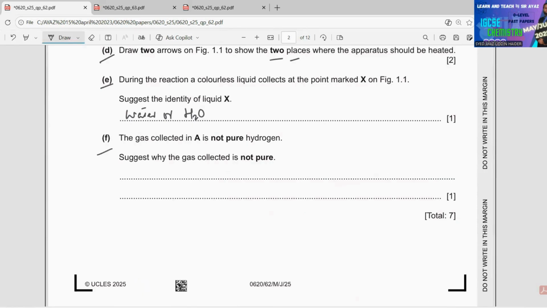F. The gas collected in A is not pure hydrogen. Suggest why the gas collected is not pure. Definitely, the tube is containing air. That's why it's not pure. So you write contains air.